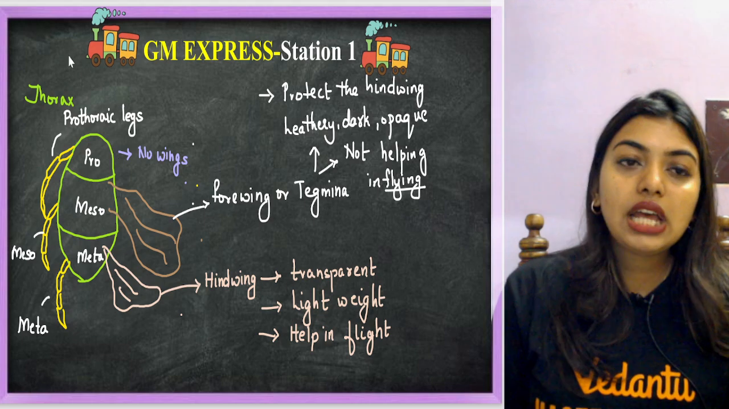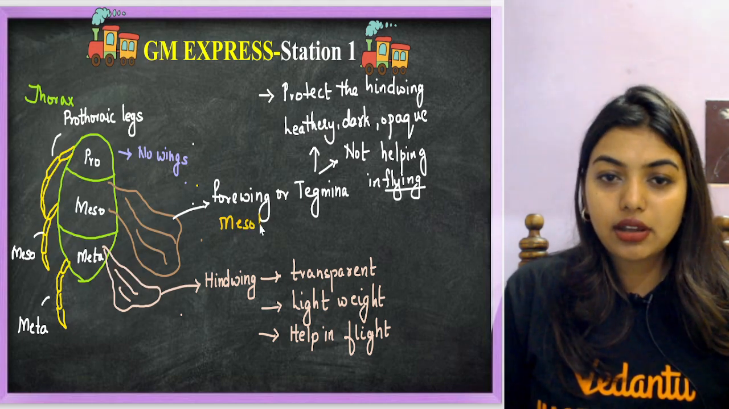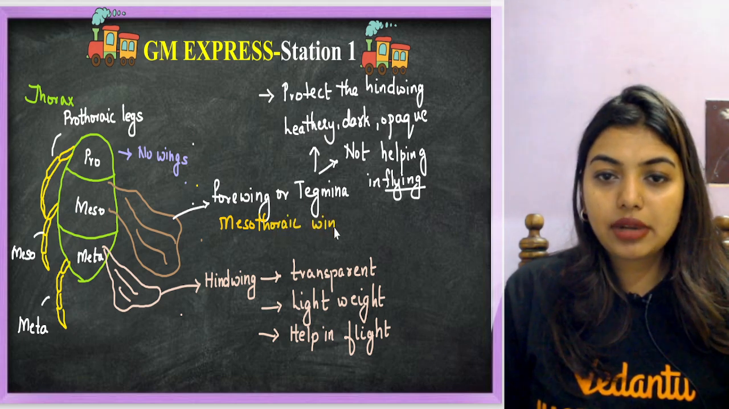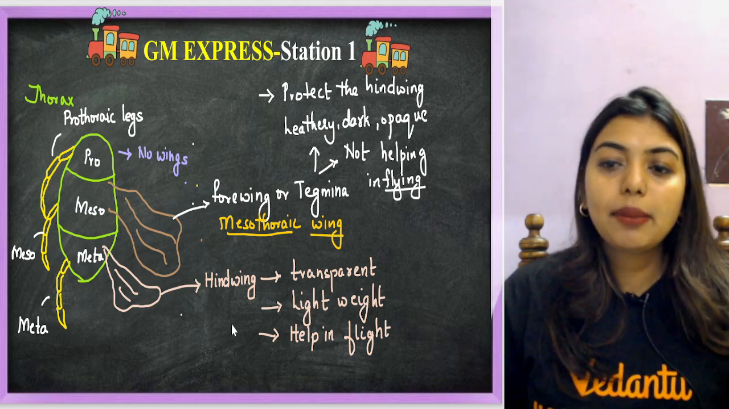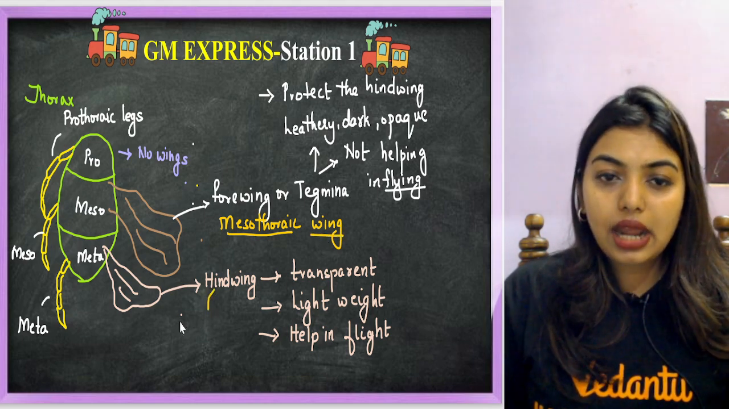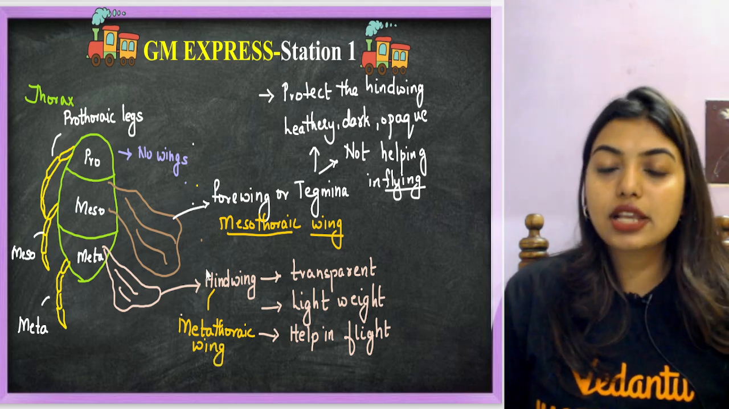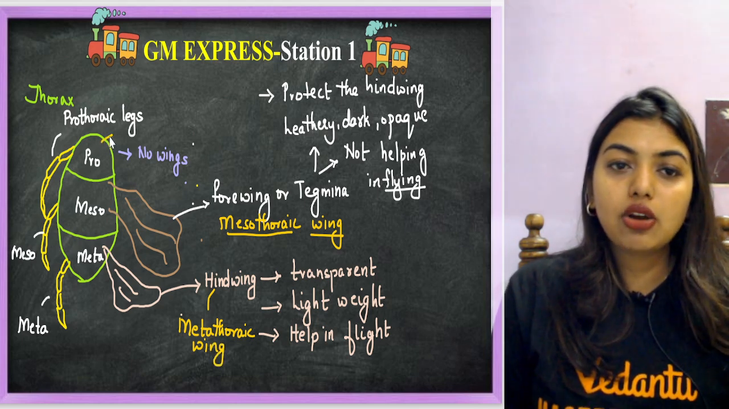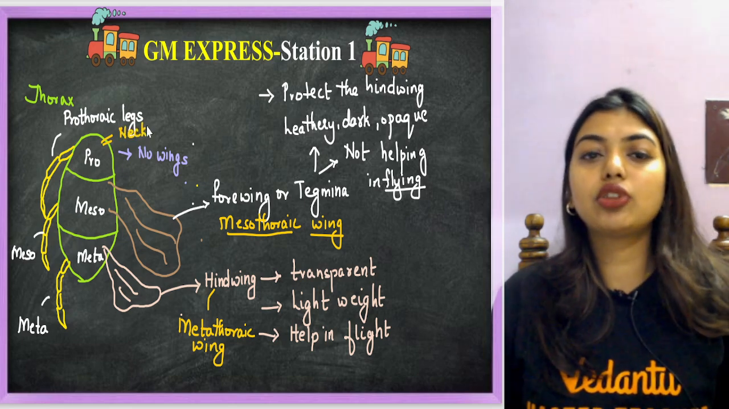So students, remember, the first wing can also be called mesothoracic wing. I'm writing all this so it is easier for you, because if you just read NCERT and go, that will not help. And the hind wing can be called metathoracic wing. Always remember that prothorax has no wing, and the extension of prothorax forms the neck.